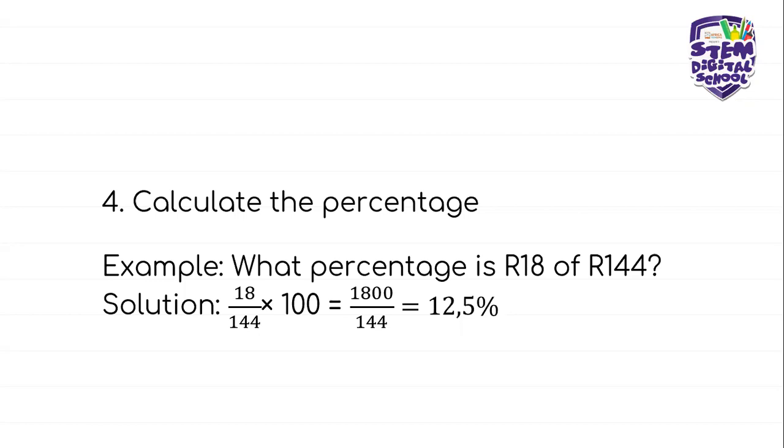18 over 144, and then you multiply by 100 there. And then, of course, the answer will be 12.5%.